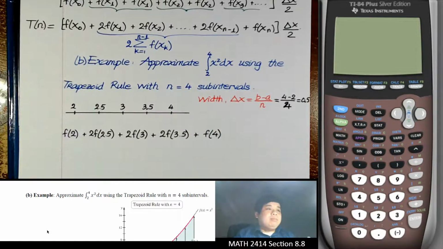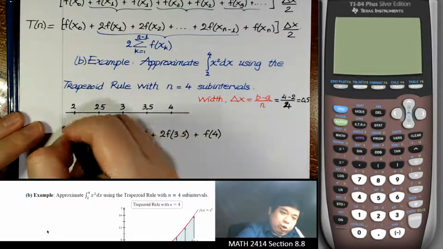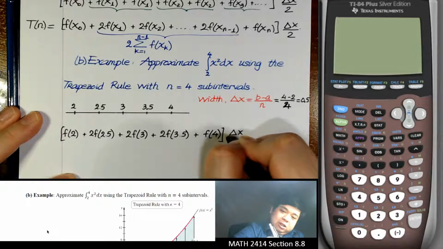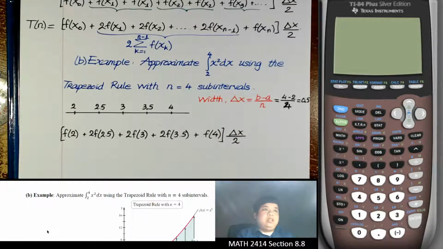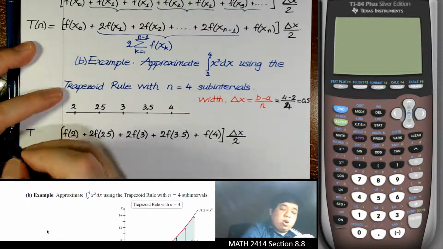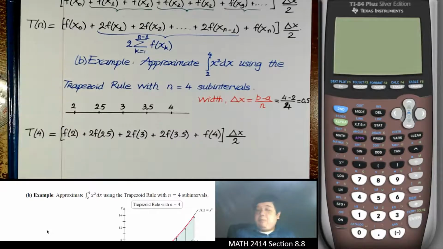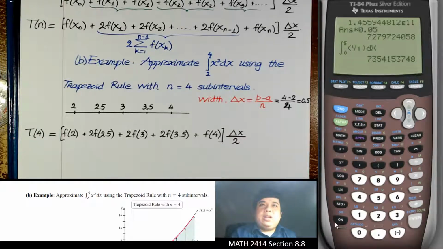Simple enough, right? 1 point on the left, 1 point on the right, everything in the middle, 2 of them. And then with that, multiply by delta x divided by 2. So that's all there is to it. That is the trapezoid rule using 4 subintervals. Simple enough, right? Now, of course, we can just evaluate 1 by 1, but use a calculator here.